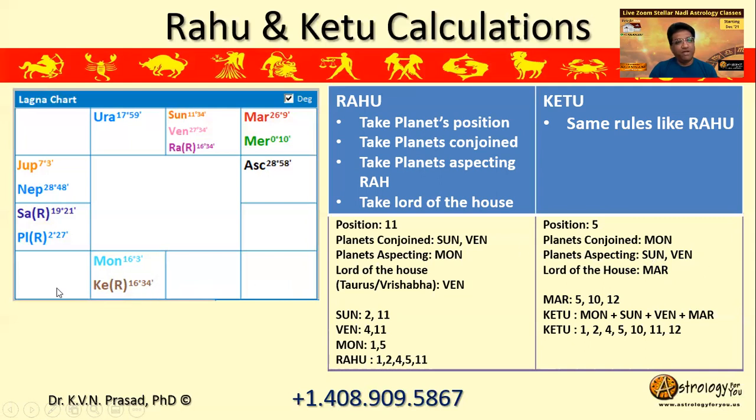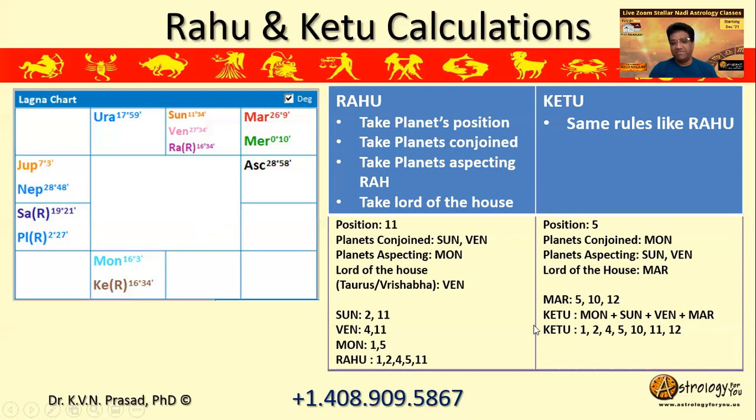And who is the lord of the house? The lord of this house, Scorpio, is Mars. So you write Mars. Now we have to calculate the bhavas of Mars. Where is Mars here? Mars is in the 12th house, and he is lord of 5 and 10. So Mars is lord of 5 and 10 and placed in the 12th house. So 5, 10, and 12.